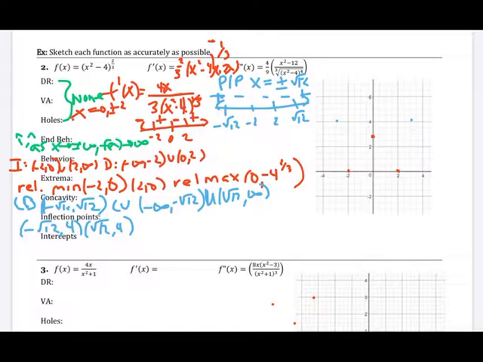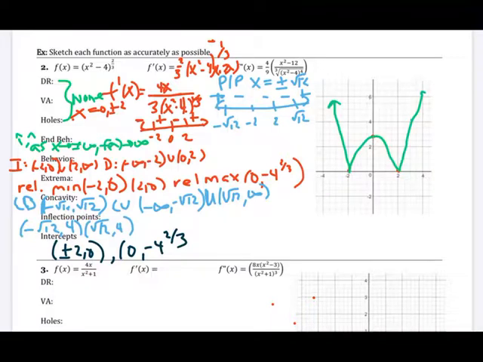Lastly, we're going to identify our intercepts. We already know about plus or minus 2, 0. And if we plug in 0, we get negative 4 to the power of 2/3. So we have all of those graphed. So now, to the best of our ability, paying close attention to the concavity, we are going to connect those dots. Not perfect on an iPad, but probably not perfect on paper either.